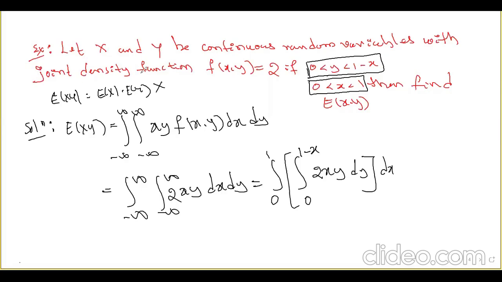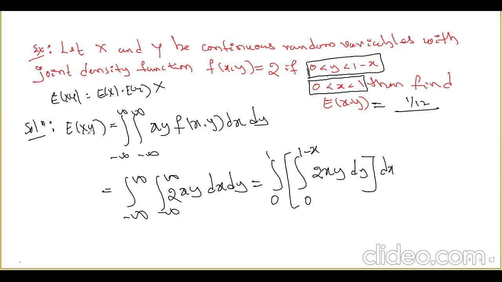After that, we have one example. Let x and y be continuous random variables with the joint density function f of xy equal to 2. They have given the range 0 less than y less than 1 minus x, and one more limit, the range of x, that is 0 less than x less than 1. Then find expected value of xy. So here the answer is 1 by 12.